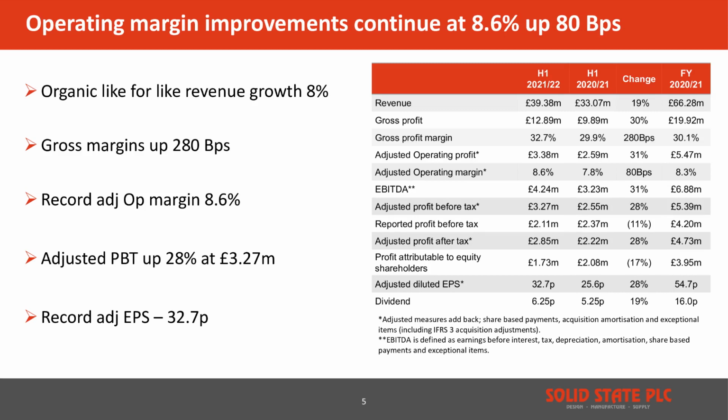Coming down, what does that translate into? It translates into adjusted PBT up 28% to just shy of 3.3 million, and a record EPS for the first half of just shy of 33p. Pleasingly, that's well on the way towards our full year goal of 60p, which was to double EPS from 30p over the last 5-year period. So, yeah, very pleased to be on track for that goal.